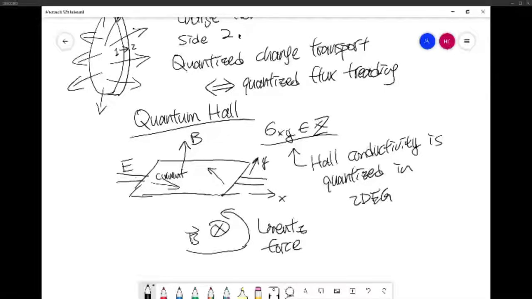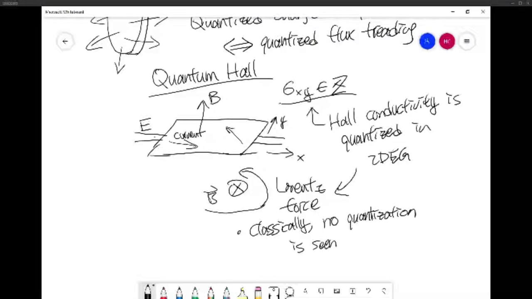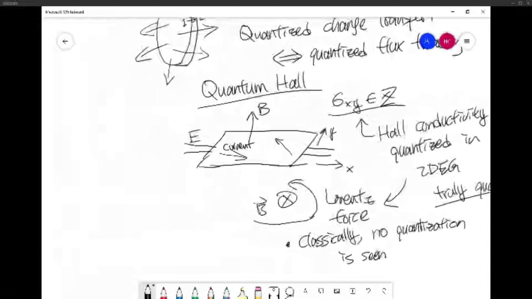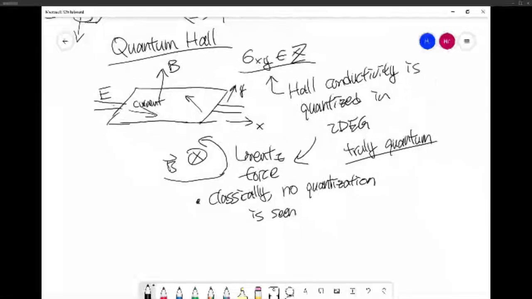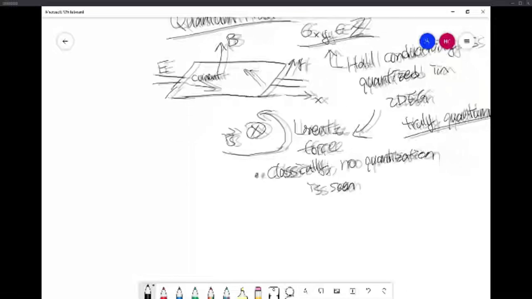Like a dilute electron gas confined to move in just two dimensions. And that's different from the classical case, right? Classically, no quantization is seen. So we know that the quantum Hall effect is truly quantum. It's a truly quantum effect. There is no classical analog for this effect. And what's even more exciting is that the quantum Hall effect is a topological effect, right? Because it's characterized by the 1D winding number. So it's completely topological.